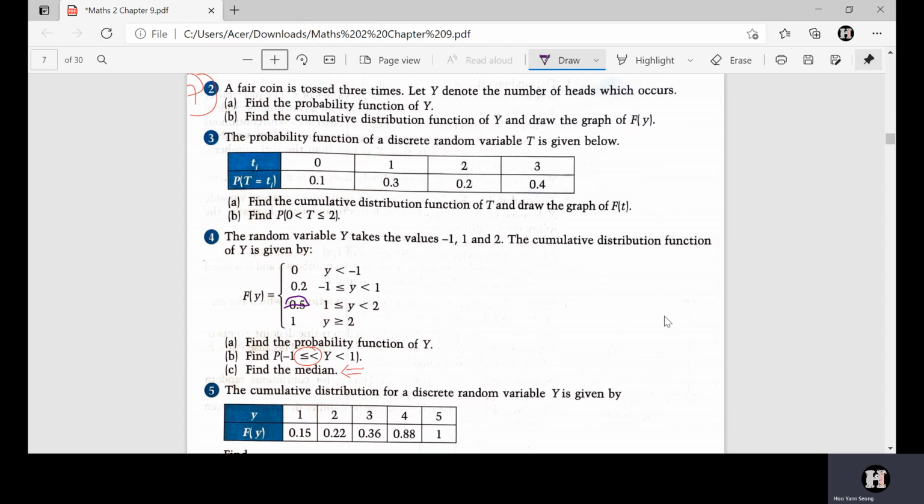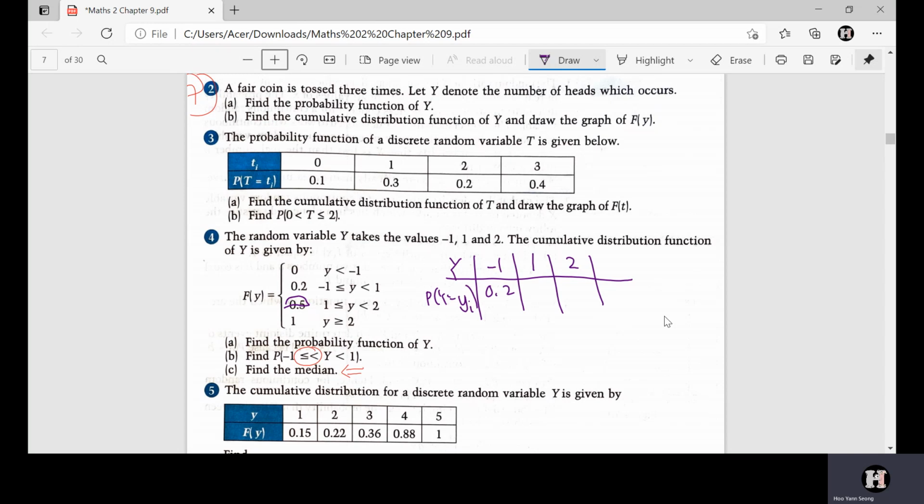So how do you know that? The first one, they ask you to find the probability function. They didn't say what the y is, so it is the probability of y. Then we see the first one is -1, the second one is 1, and the last one is 2, and then we know that must be 0.2.